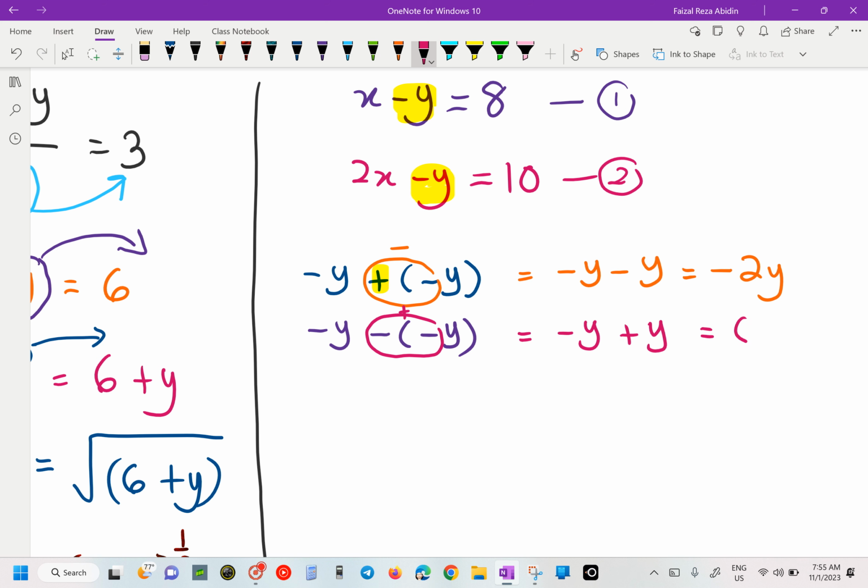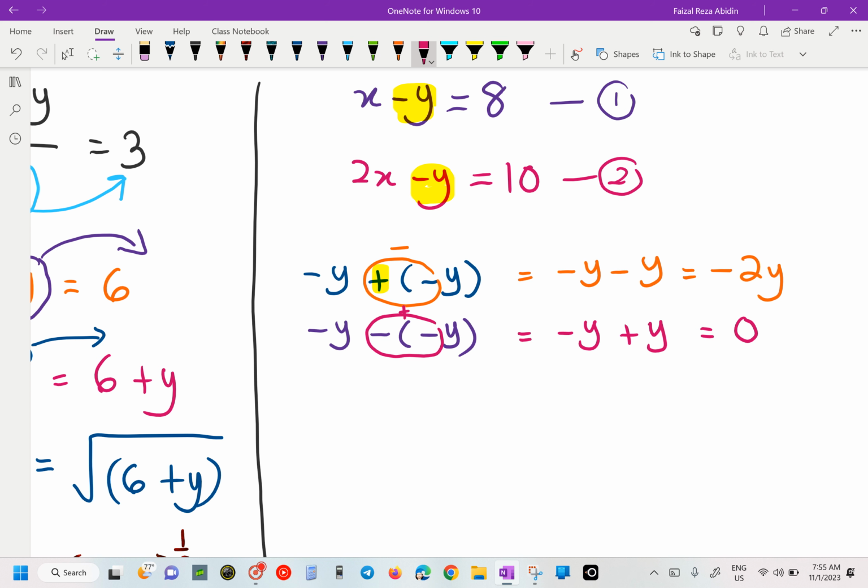So now, eliminate already. Can? Girls, this method, you are going to have it back in your form 4 and form 5. I'll perform later.